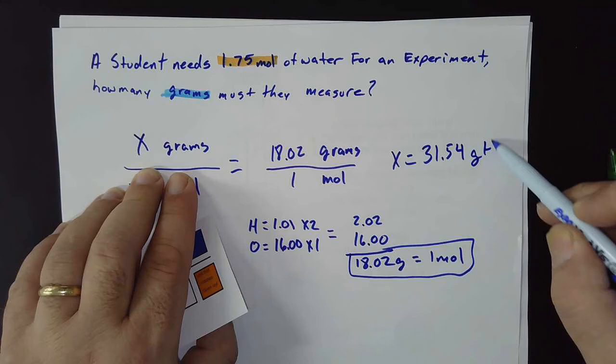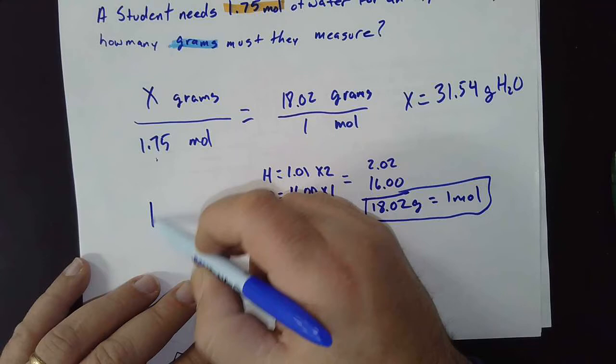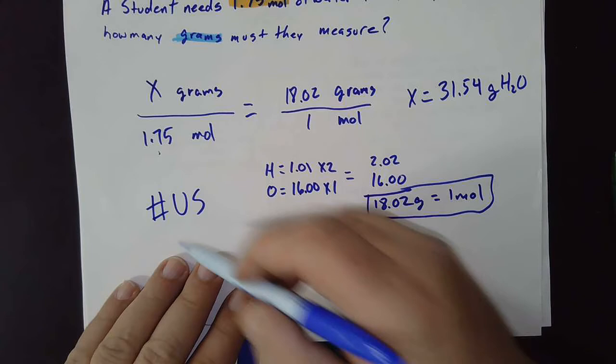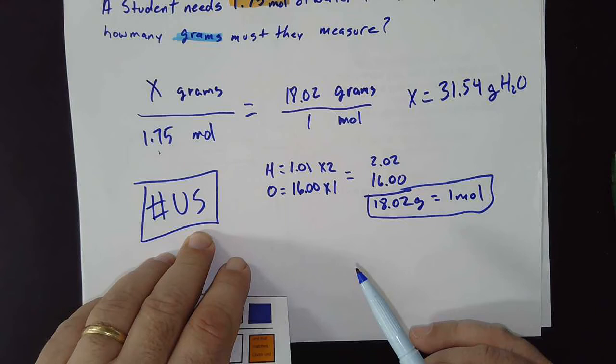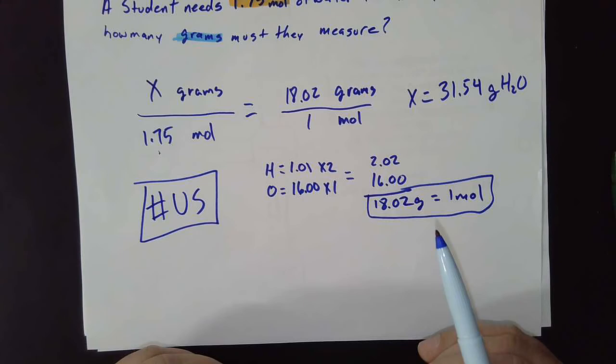Now, then I need to have my substance there. From this point on, this is what you guys are going to need to get stuck in your heads. Hashtag NUS. Number, unit, substance. Every time I see a number, I should see the unit and the substance connected to it. Does that make sense, everybody? You just solved your first mole conversion.